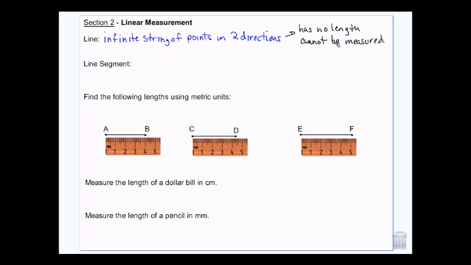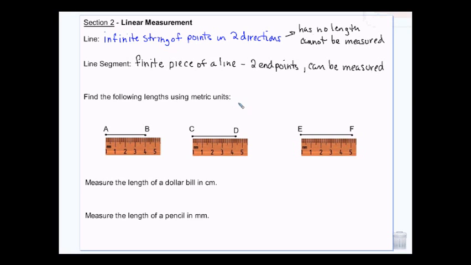Not true lines. What we can measure is a line segment, which is a finite piece of a line that has two endpoints and can be measured. Infinite means goes on forever and ever. Finite just means it ends.